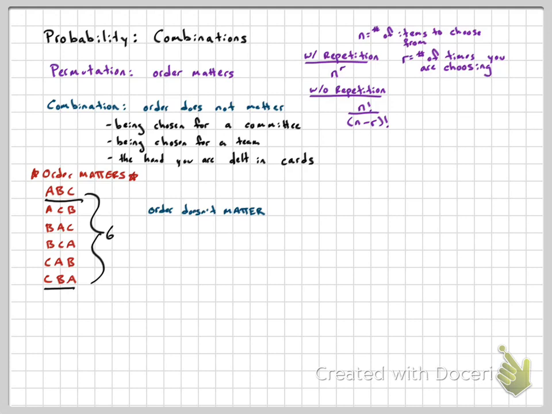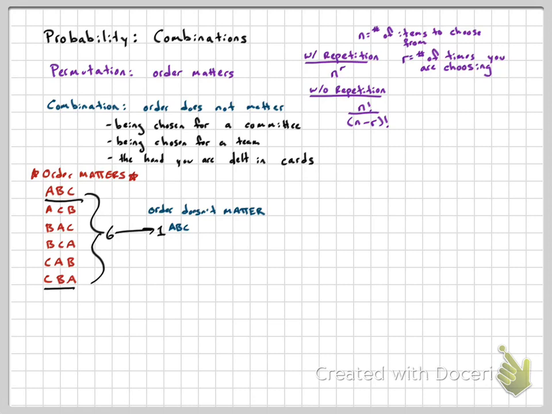Now if order doesn't matter and I had to just pick 3 letters out of a list of 3, there's only one option. I'm always going to pick A, B, C. Now, if there were more letters to choose from, that would make this different. But this is just to show you that for the 6 options there are if order matters, there's only one option if order doesn't matter.